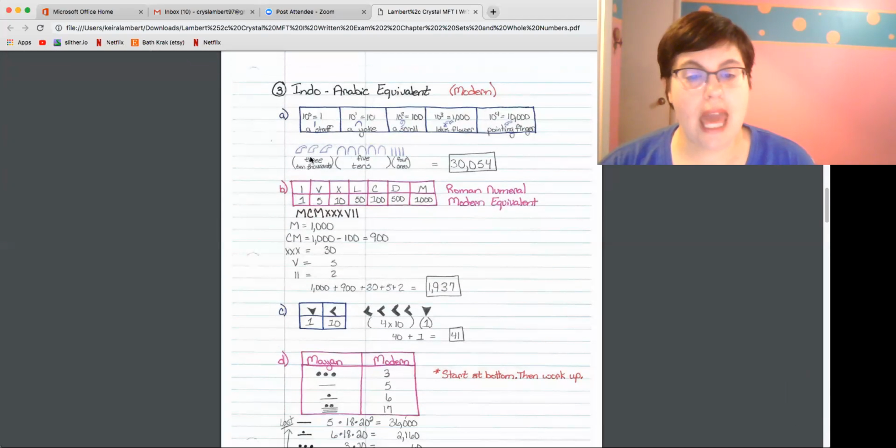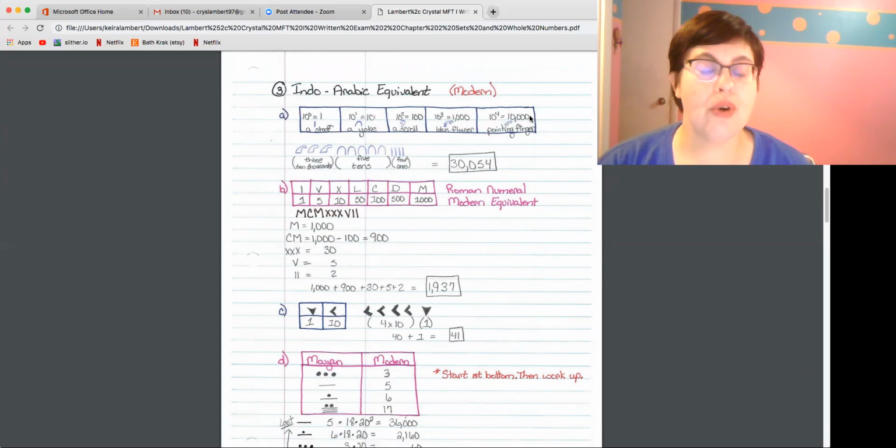You can see on A, if you follow up here, that same symbol is a pointing finger. One of them is equal to 10,000. So we have 3, so we know there's 3 10,000s, which is 3 times 10,000, which is going to give you 30,000. And you're going to follow through with that.